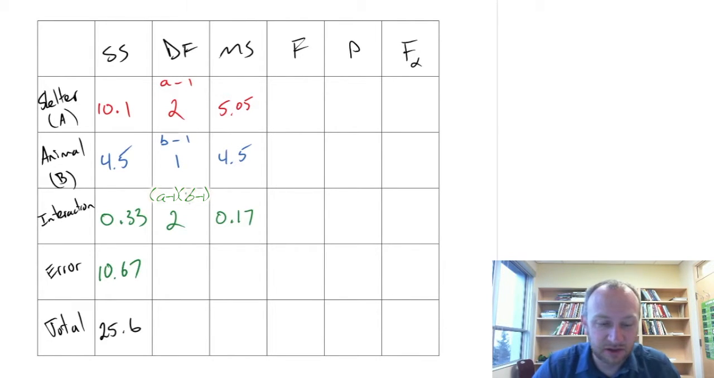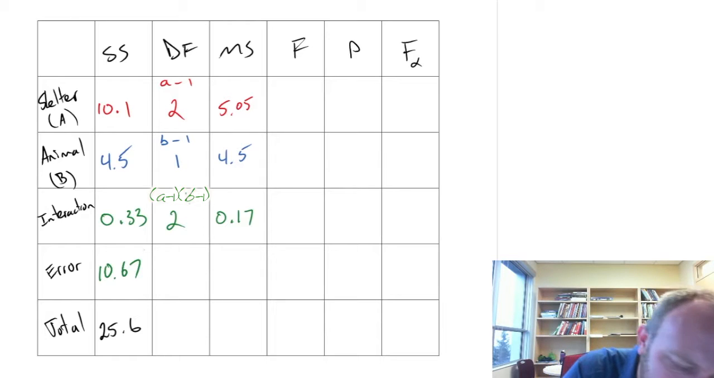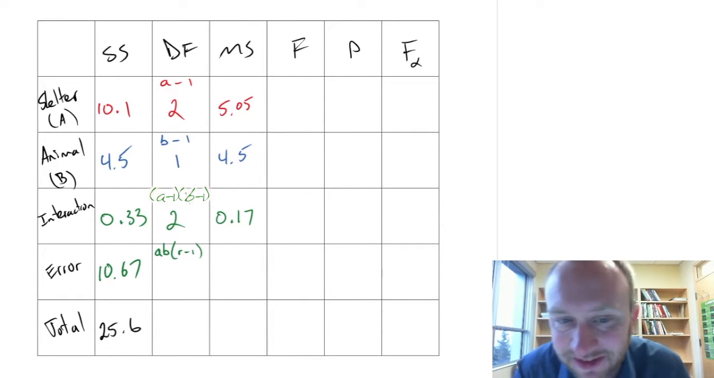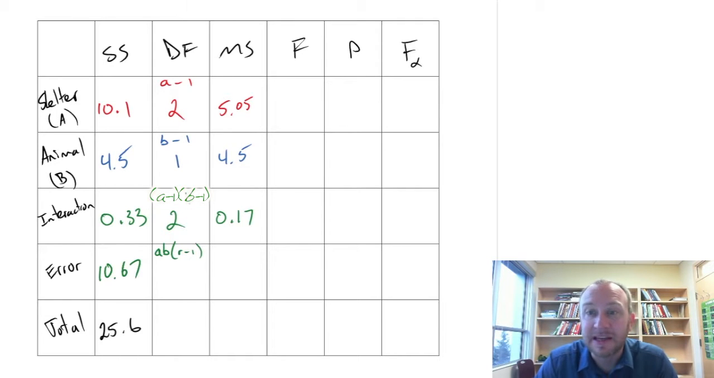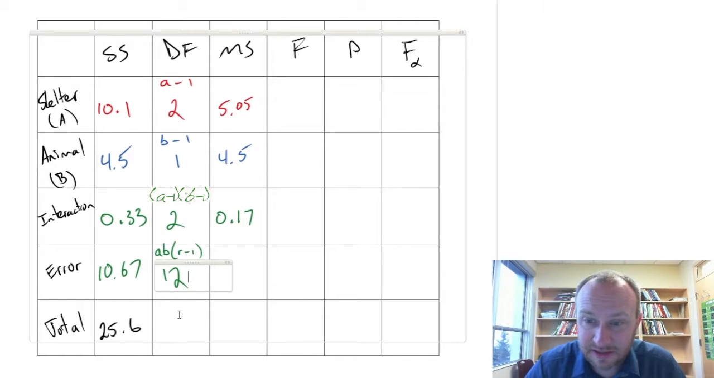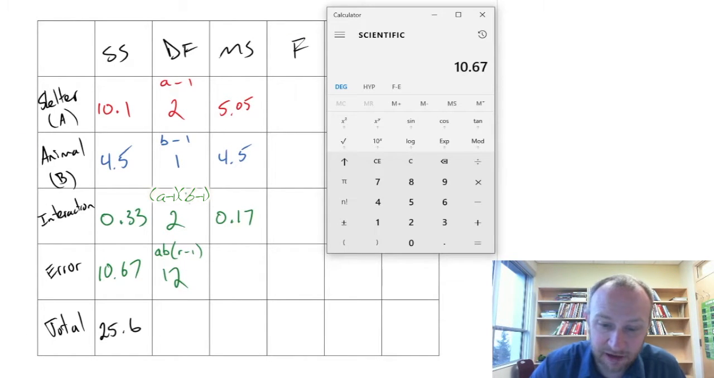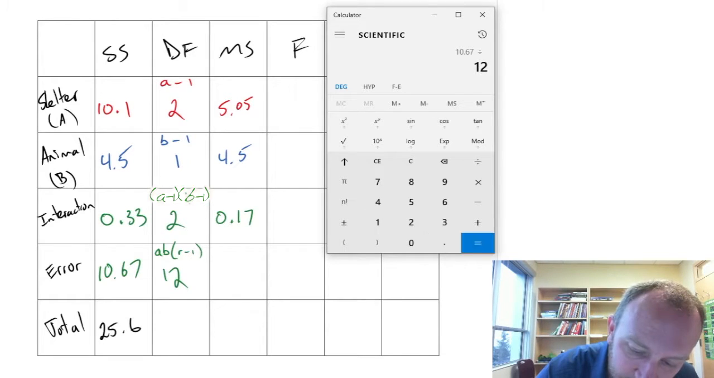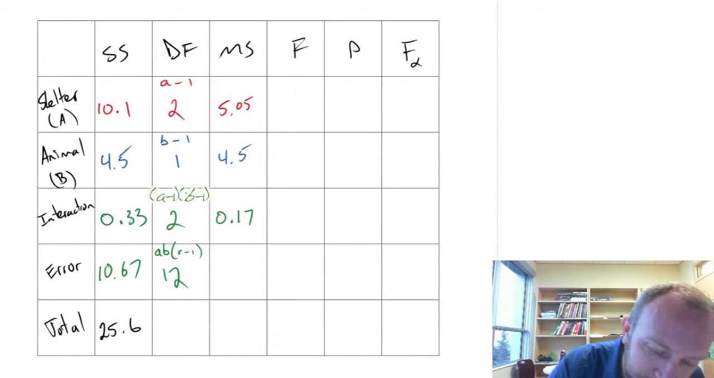Now the degrees of freedom for error is a little bit different. This one is A times B times (R minus 1). So the number of treatments in A times the number of treatments in B times replications minus 1. So I have 3 times 2 times (3 minus 1 is 2), so that's 3 times 2 is 6, times 2 is 12. So 10.67 divided by 12 to give us our SSE divided by 12 is 0.89.